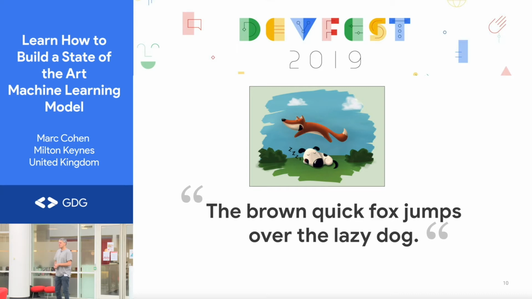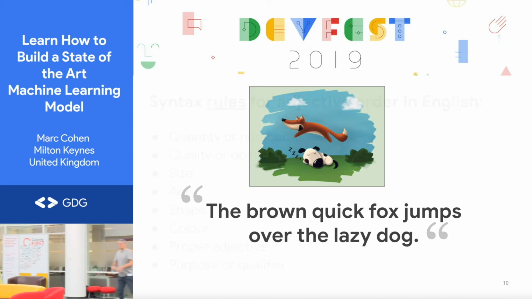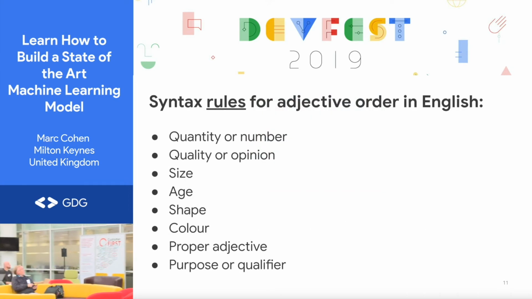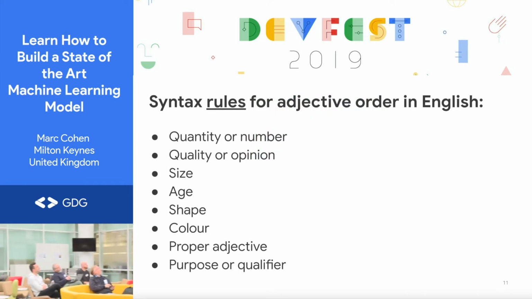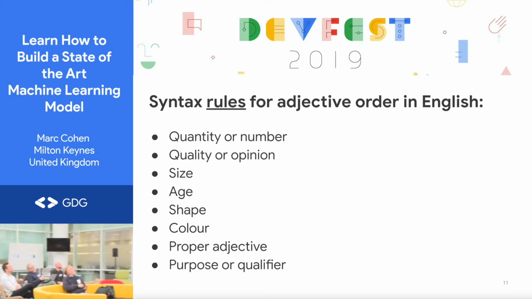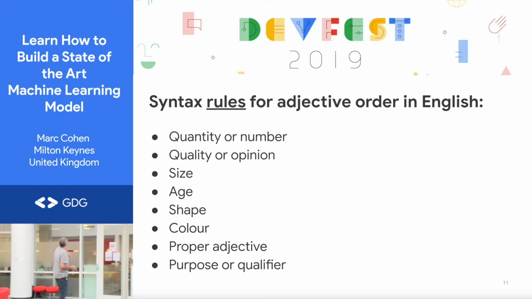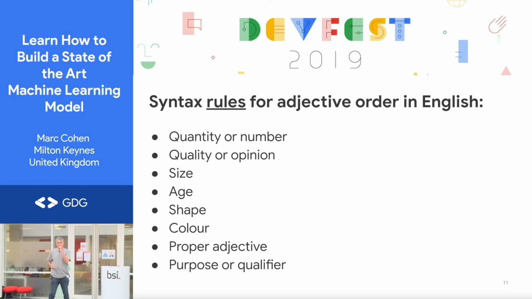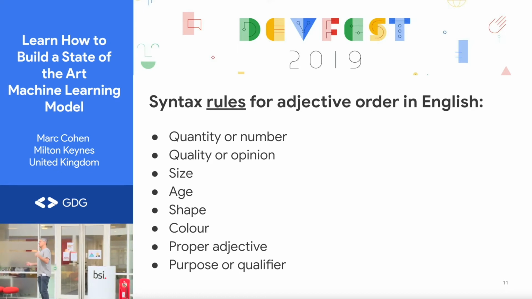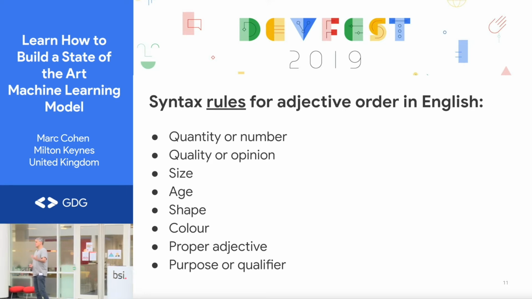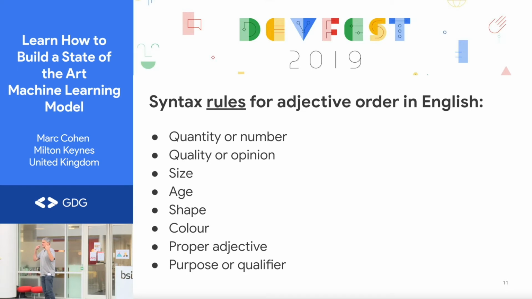It's hard to do these audience challenges in this kind of distributed space, but the reason it's wrong is these rules about the order in which we arrange adjectives in English. So quick is a quality and brown is a color. So we say quick brown. If I said look at that big red car, I wouldn't say look at that red big car. It just sounds wrong.